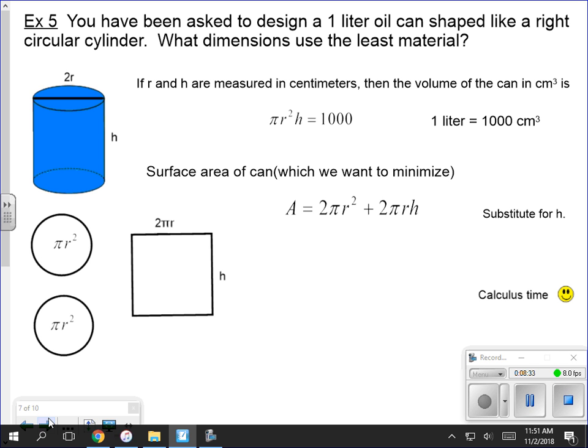So this is a really good practical kind of thing. What I'm trying to do is design something that uses the least amount of material possible, because if you're in manufacturing and you're making billions of these, it matters. If you use a little bit more than you should or need to, that adds up in a hurry. Think about how many cans Pepsi makes.